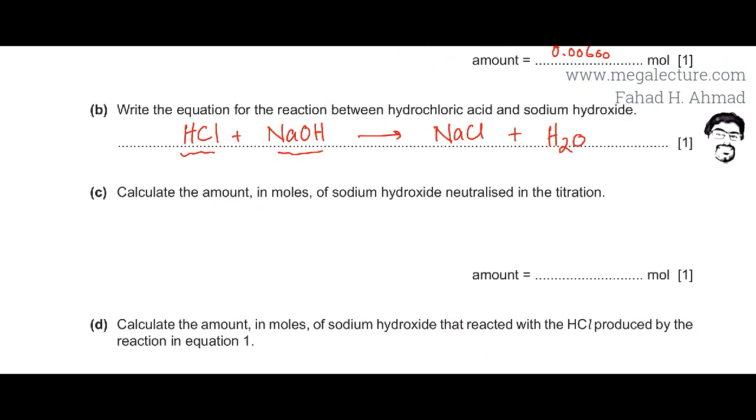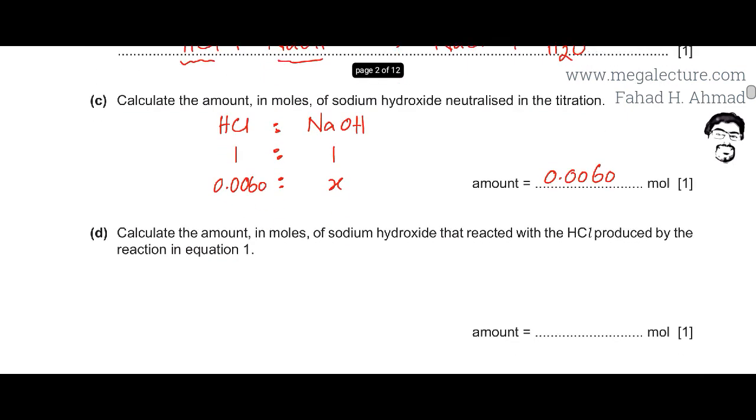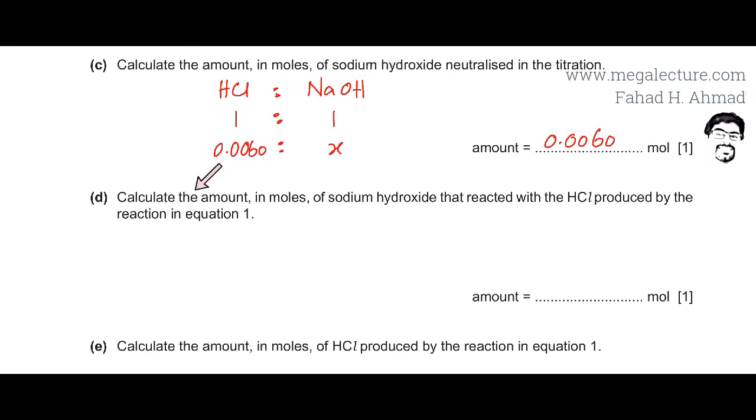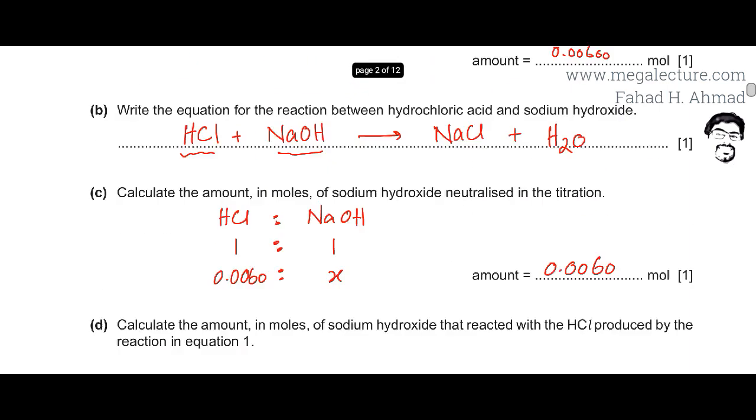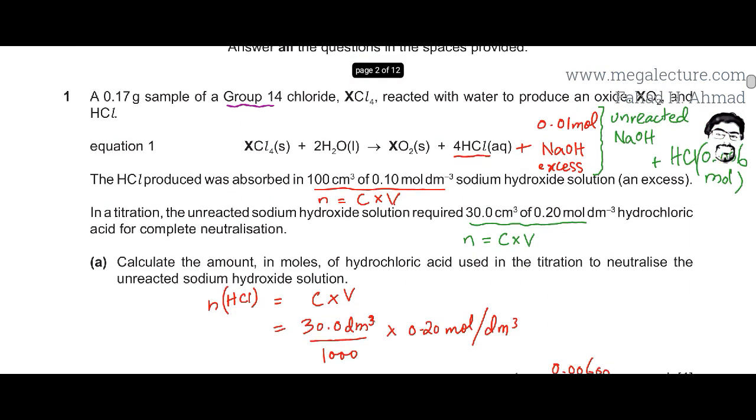Moving to the next part of the question, part D, we are now asked to calculate the amount in moles of NaOH that reacted with the HCl produced by the reaction in equation 1. So let's go back and have a look.